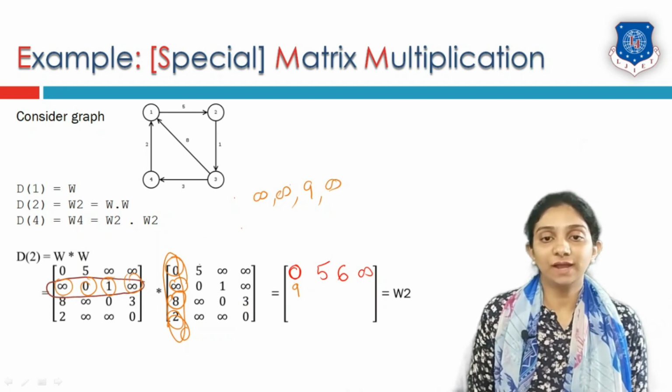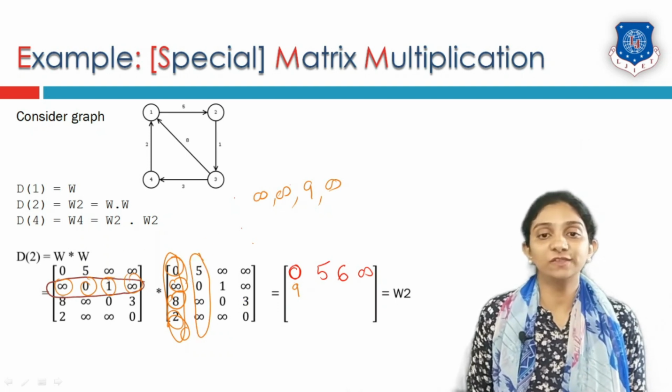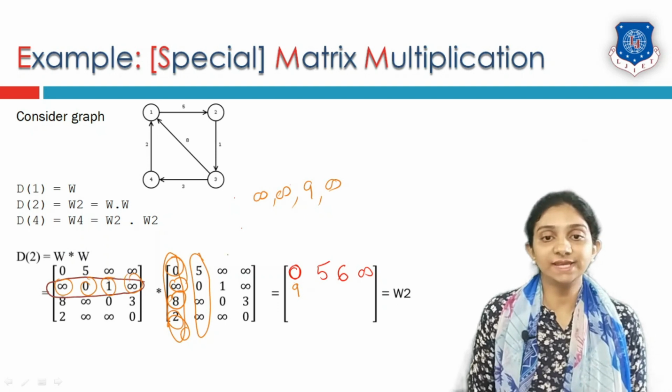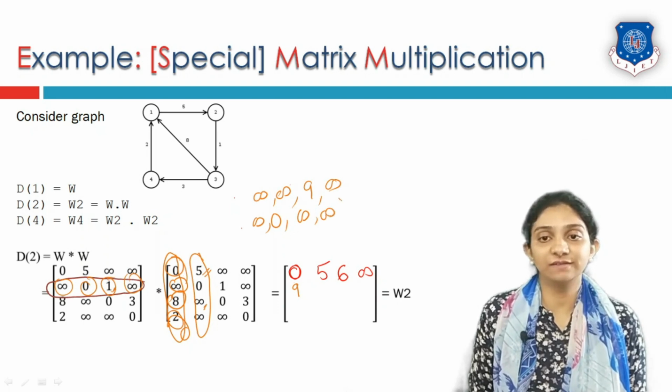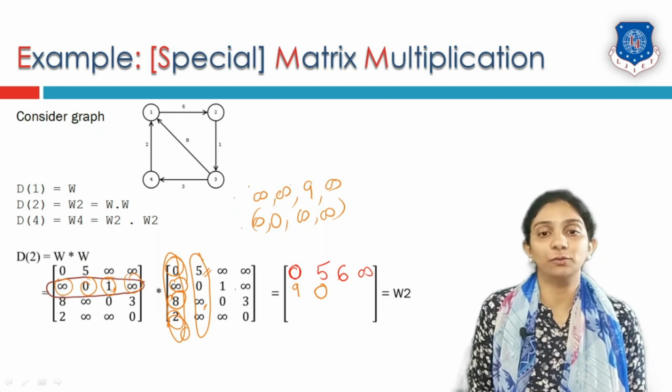In a similar way, now we will consider the second row with the second column. Infinity plus 5 is infinity, 0 plus 0 is equal to 0, 1 plus infinity is infinity, and infinity plus infinity is infinity. So the minimum value out of these 4 is 0.